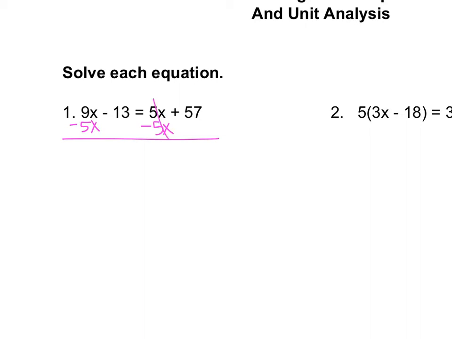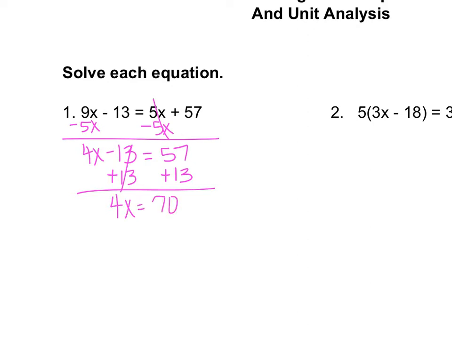So that will cancel, so I'm left with 4x minus 13 equals 57. And then notice now we only have one variable, 1x. So now we're just isolating it, getting it by itself. So the next step would be to add 13 to both sides, so that way it cancels out. We have 4x equals 70. And then we will get rid of the 4 by dividing.